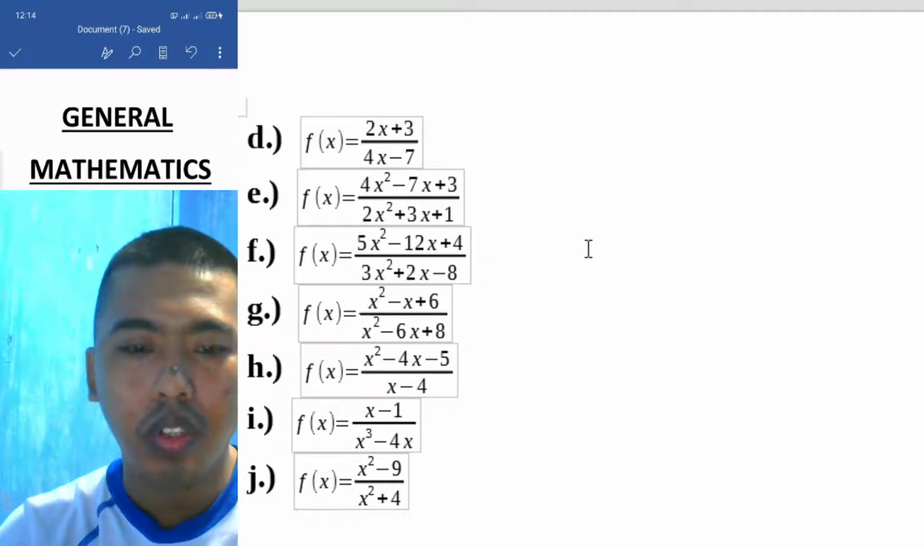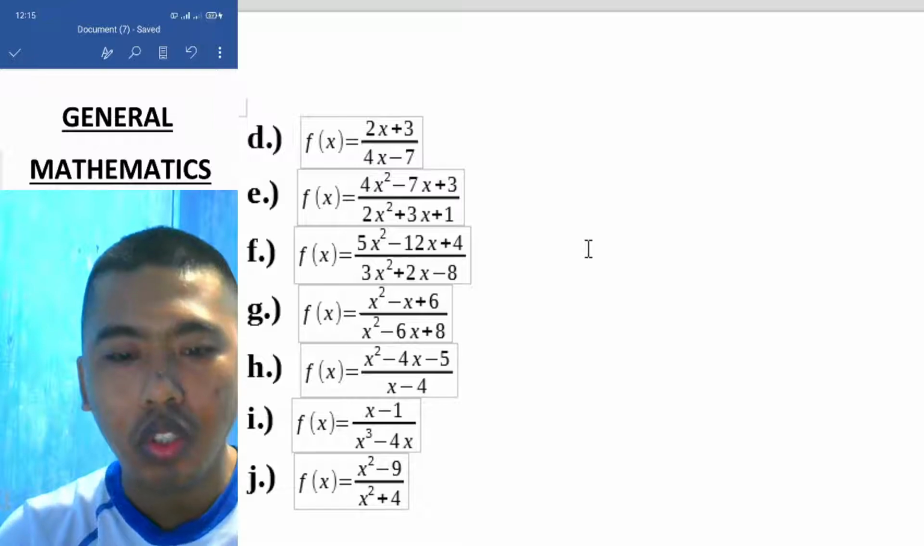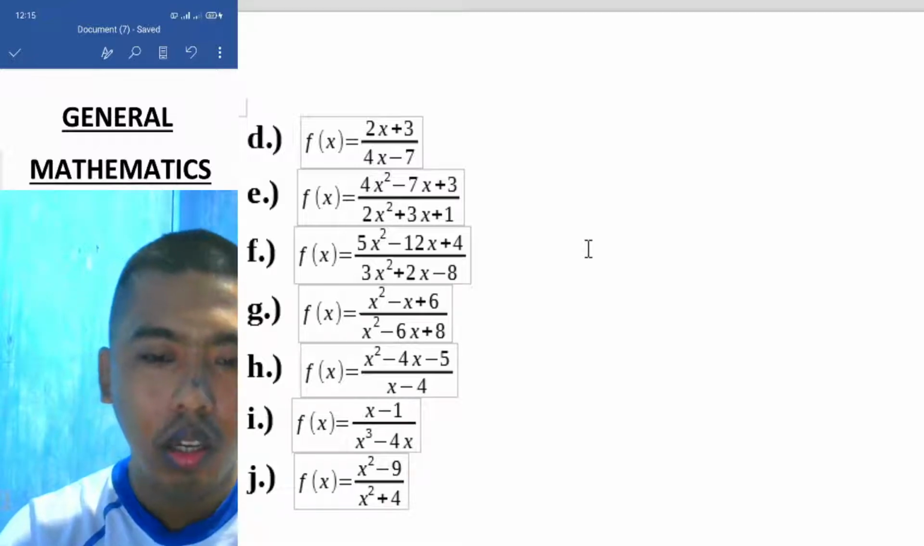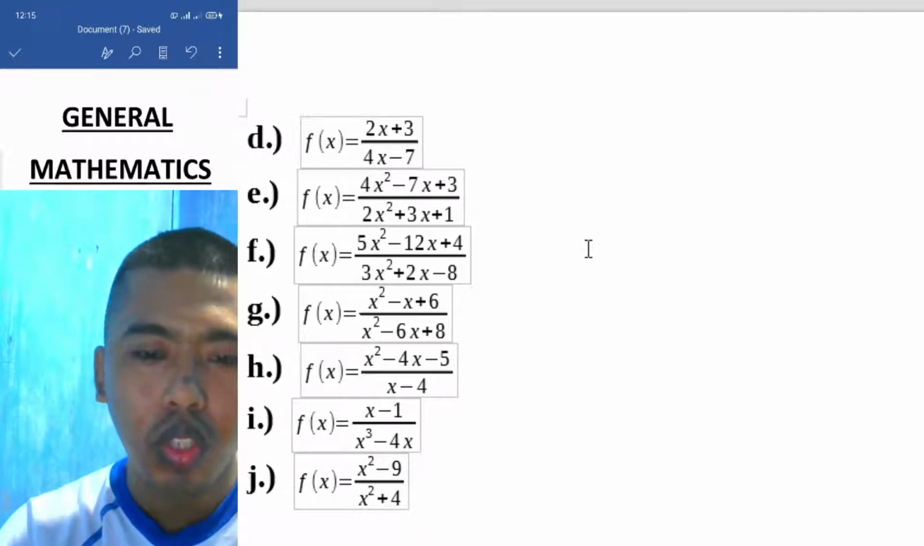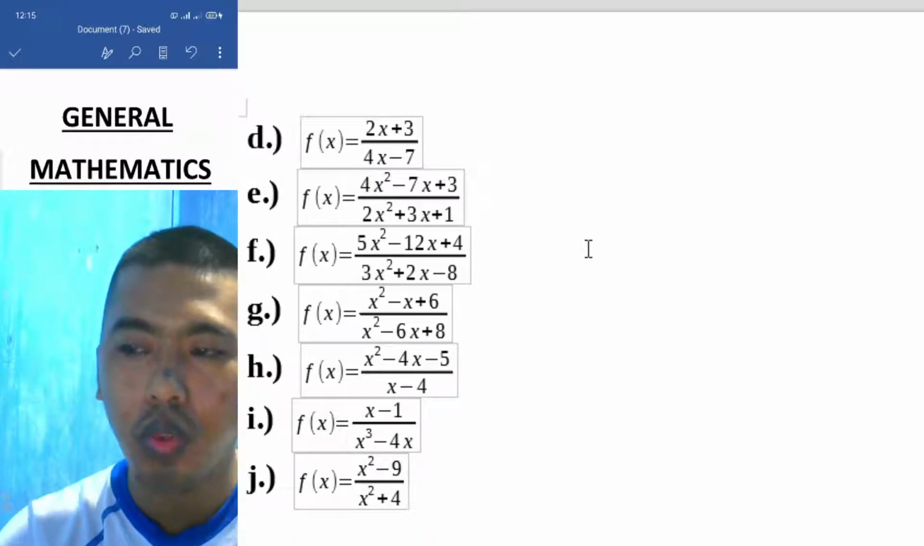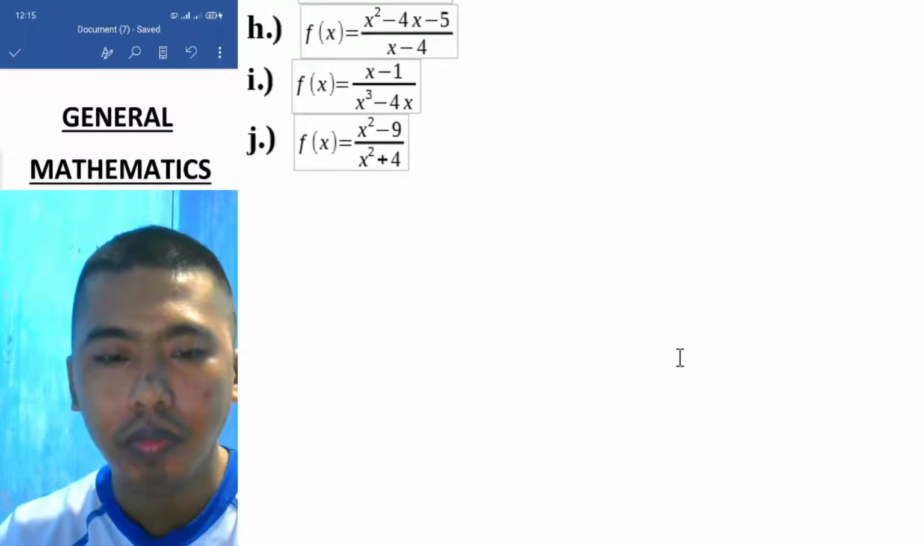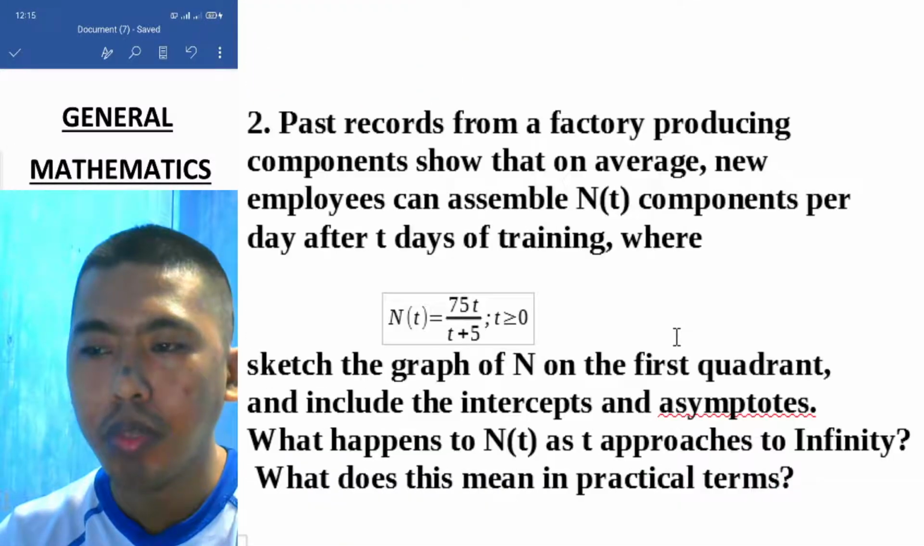Letter I, f of x equal to x minus 1 all over x cubed minus 4x. Letter J, f of x equal to x squared minus 9 all over x squared plus 4. Okay, so let's proceed to number 2.